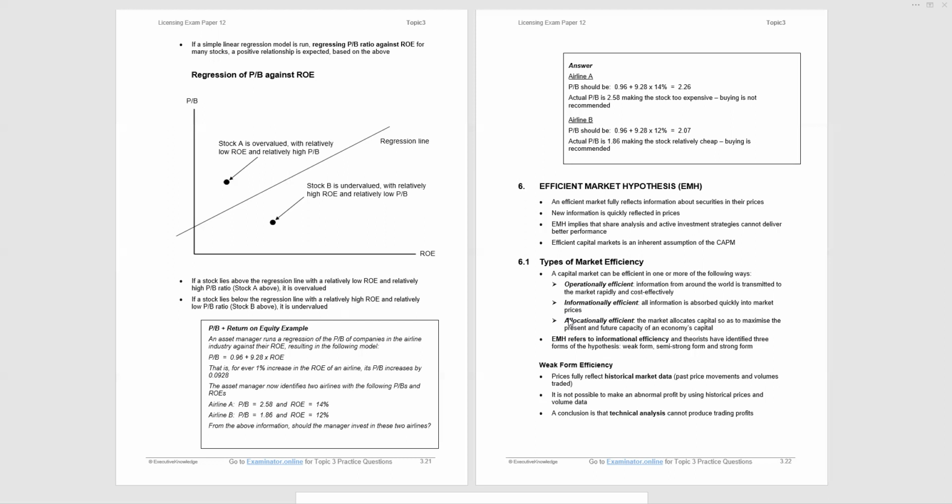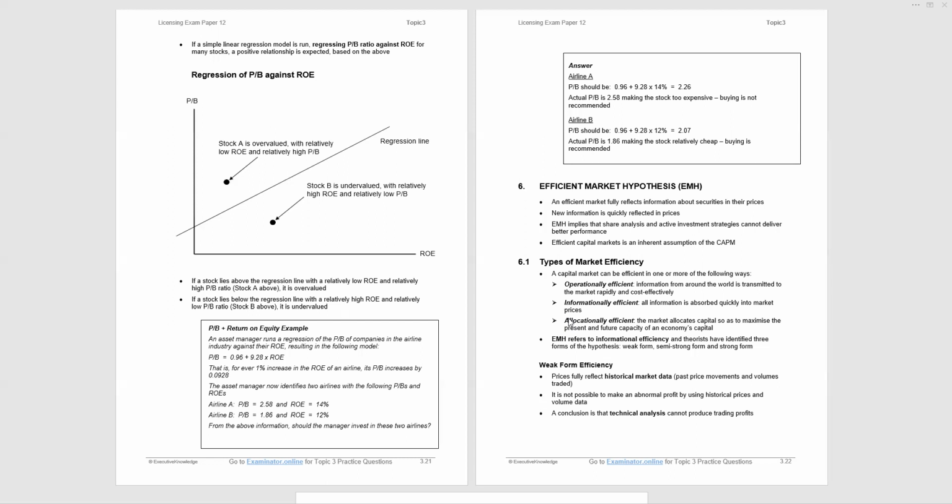Well, let's look at the top of page 3.22. Airline A. Given the regression line, the price to book should be 0.96 plus 9.28 multiplied by 0.14, 14%. That works out at 2.26. Now, the actual price to book is 2.58. So the price in the market is 2.58 times the book, but you would expect, using this regression, 2.26. So the airline is above the line. It's too expensive. Buying is not recommended.